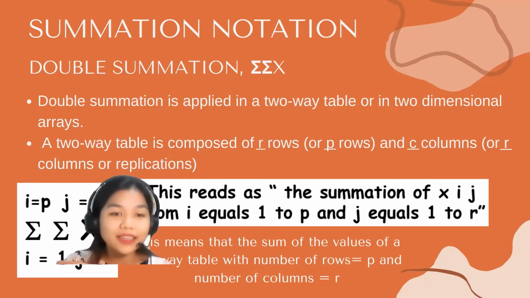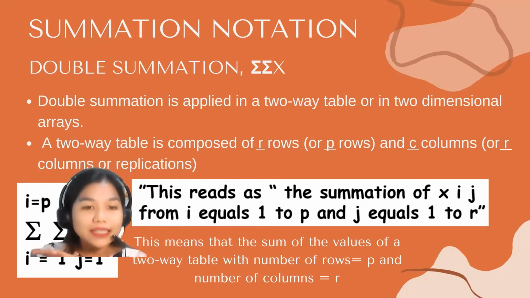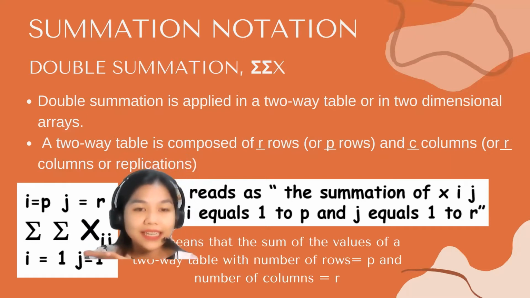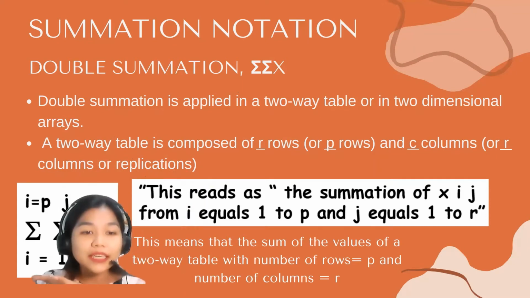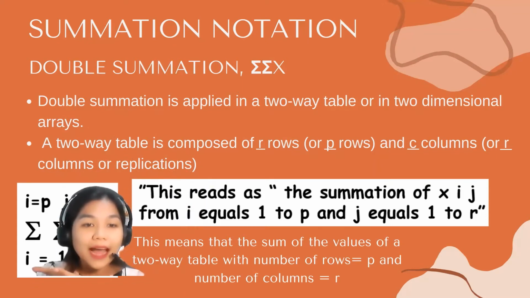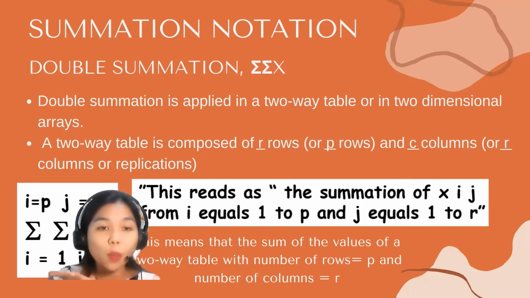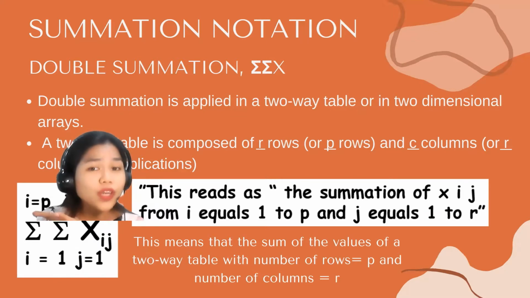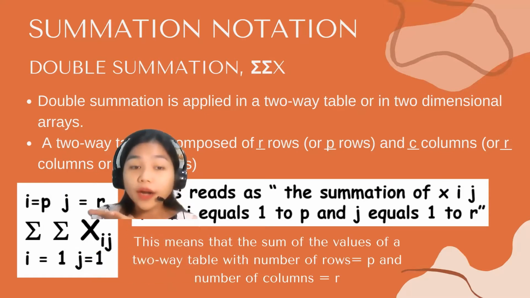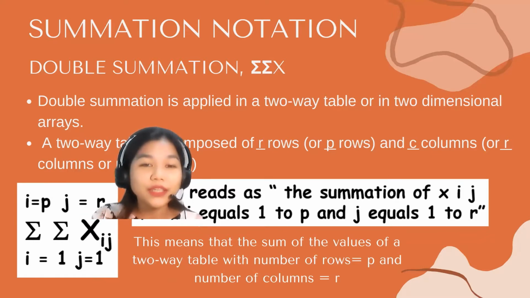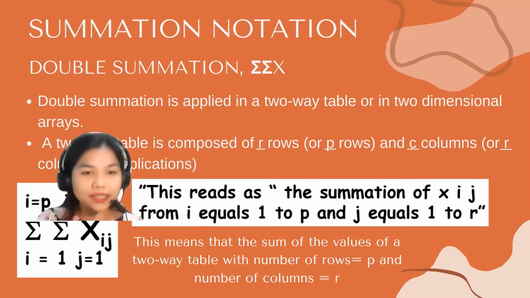So we have here the notation. We are seeing two sigma signs, then we are seeing Xij. Xij is the formula of the term. Then we are seeing two indices of summation, i and j. The first index of summation starts with 1 up to P rows or column? P rows. And then j starts with 1 to R, what? R columns. Again, P rows, R columns. So we have already dissected the parts of this notation.